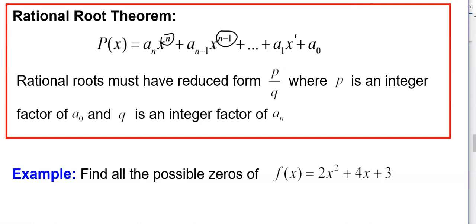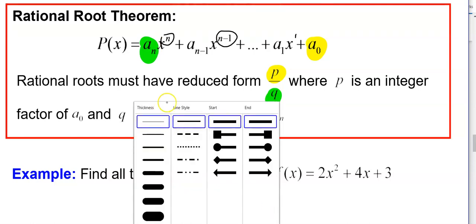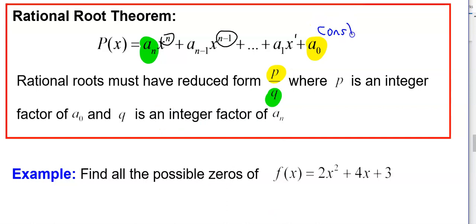The key on this one, the thing I want you to know is that P comes from factors of a sub 0 and Q comes from factors of a sub n. In other words, let me say that differently. This is the constant, it's a sub 0, and this is the lead coefficient. So those are the two terms. So after you see this whole big thing, if you can just identify the leading coefficient and the constant, those are the two numbers you need in order to generate all the possible rational zeros or roots.